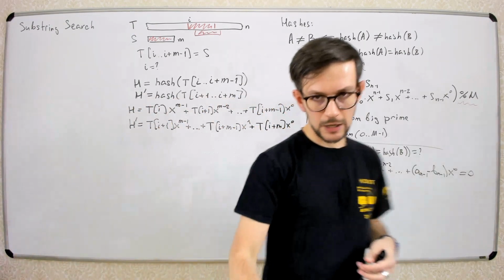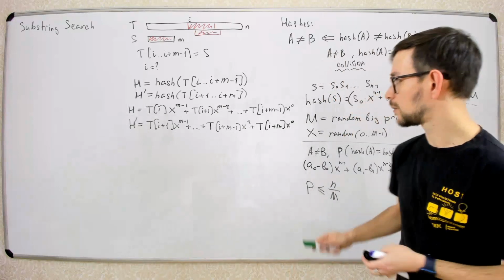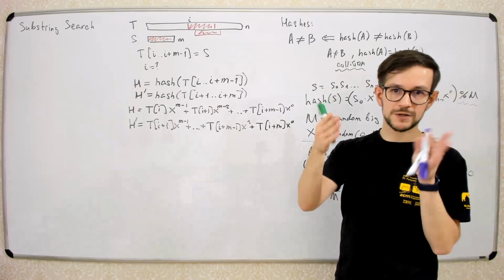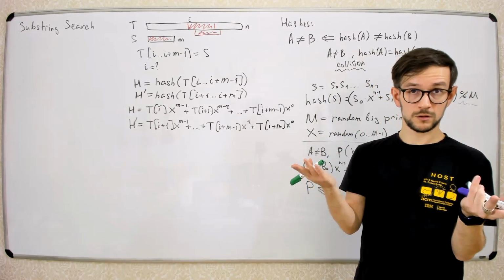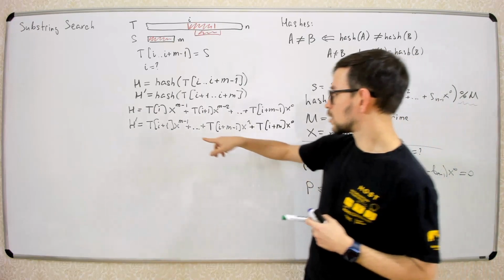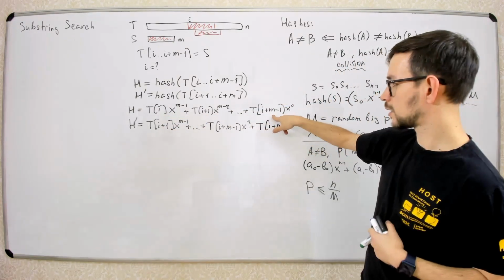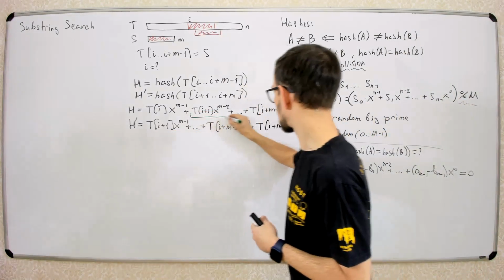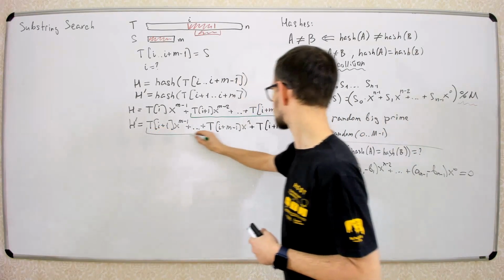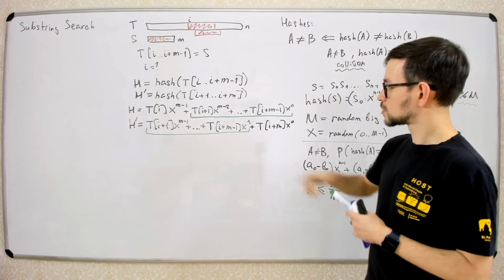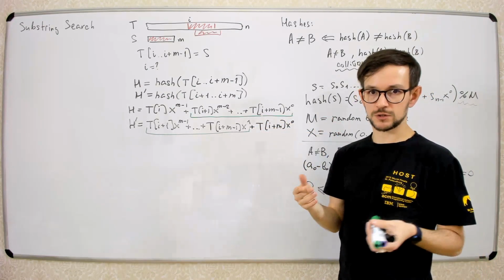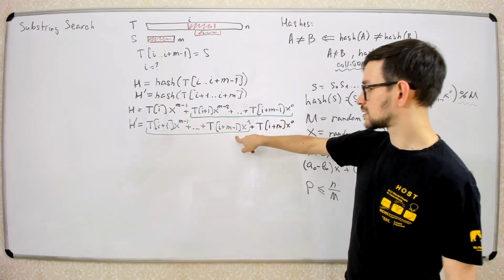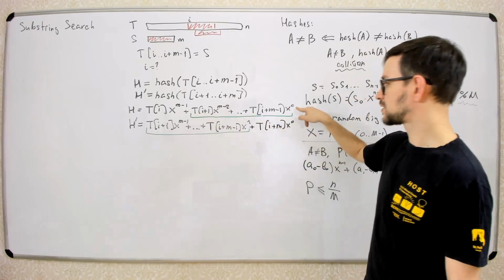And now we need to find a way to construct the second polynomial from the first polynomial. To do this, we need to find the similar parts in these polynomials, the parts which have the same coefficients. Here we have coefficients from I to I plus m minus 1. Here we have coefficients from I plus 1 to I plus m. So these two parts have the same coefficients. The only change is the powers of x. So to get this part from this part, we just need to take this thing and multiply it by x.